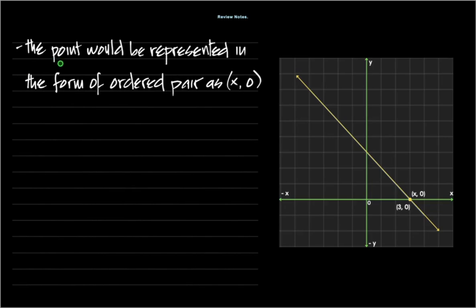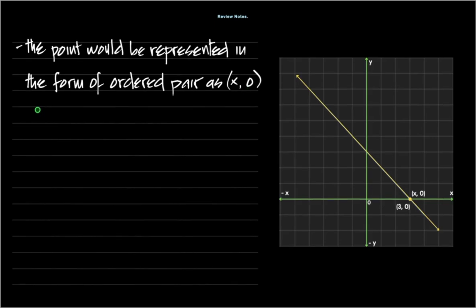Now, the point where that graph cuts the x-axis will be represented in the form of an ordered pair as bracket x and 0. In other words, any time a graph cuts the x-axis, the ordered pair at that point will be the value of x at that point and then 0, which is the value of y. Now we can take a look at this graph.